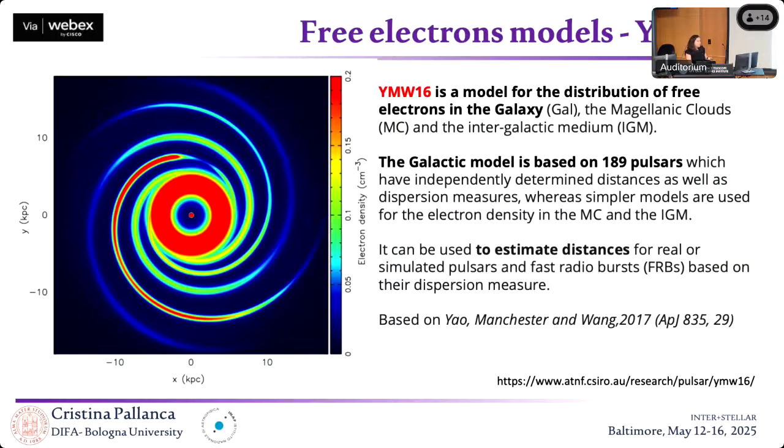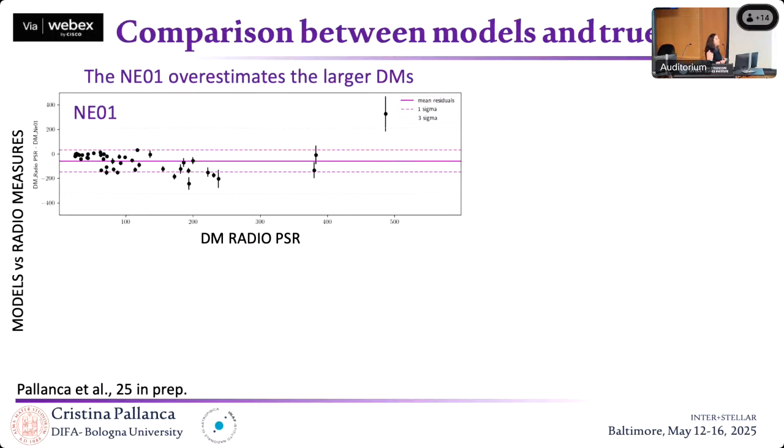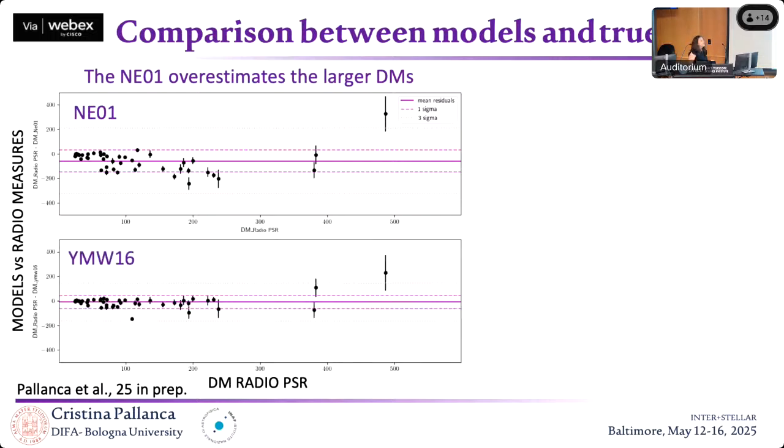So the next step that we performed was comparing the dispersion measure predicted by these two models with the values measured from radio, so the true values. And what we notice is that for the 2001 model the residuals are not around zero. There are some trends and also some outliers. The situation improved a little with the 2016 model, in which they are now around zero, but some outliers are still present.